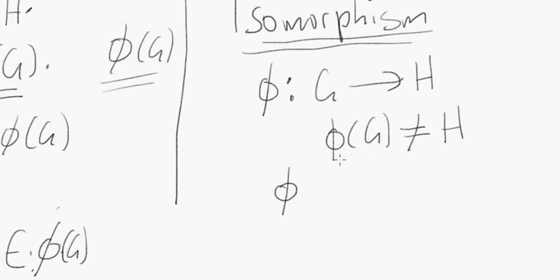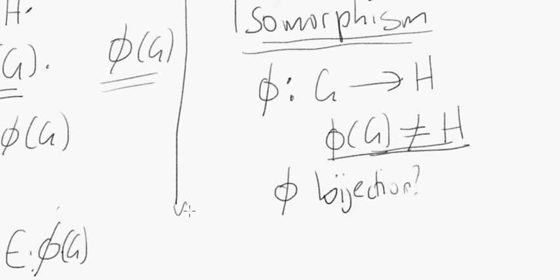So a natural question to ask is, in that case, it will not be a bijection, right? A bijection means you're one-to-one and onto. So that means phi is not a bijection. So a natural question to think about is, what if phi is a bijection? What happens then?